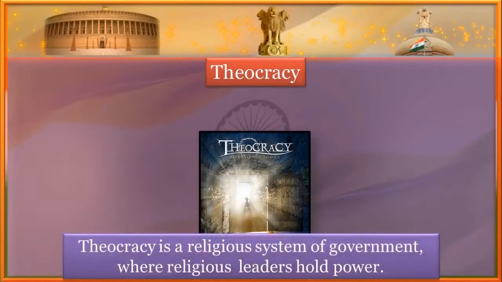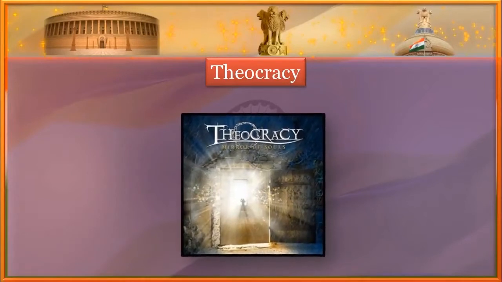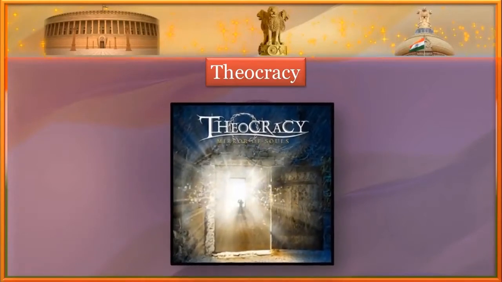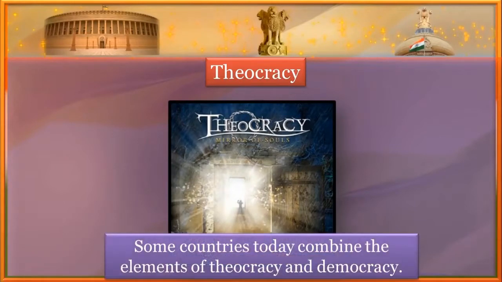Theocracy. Theocracy is a religious system of government where religious leaders hold power. Members of the majority religion make up the parliament and the government. Civil laws are made to conform to the religious teachings of the majority religion. But a change has been observed recently. Some countries today combine the elements of theocracy and democracy.